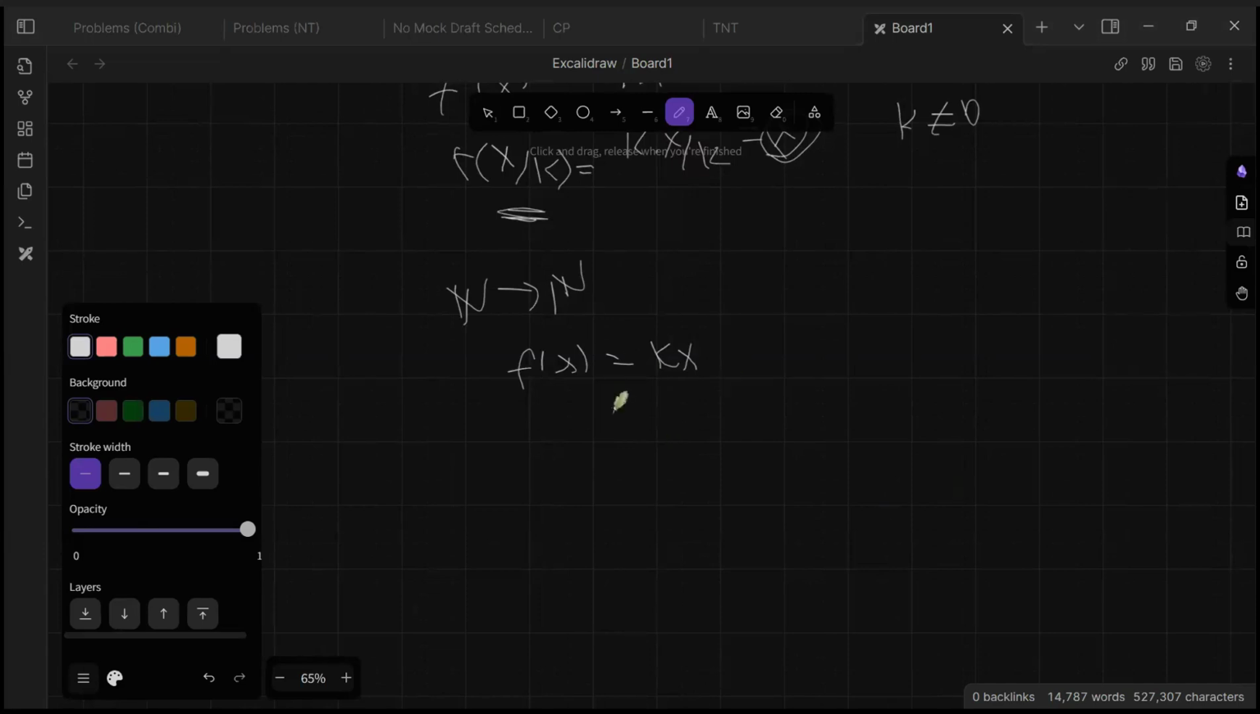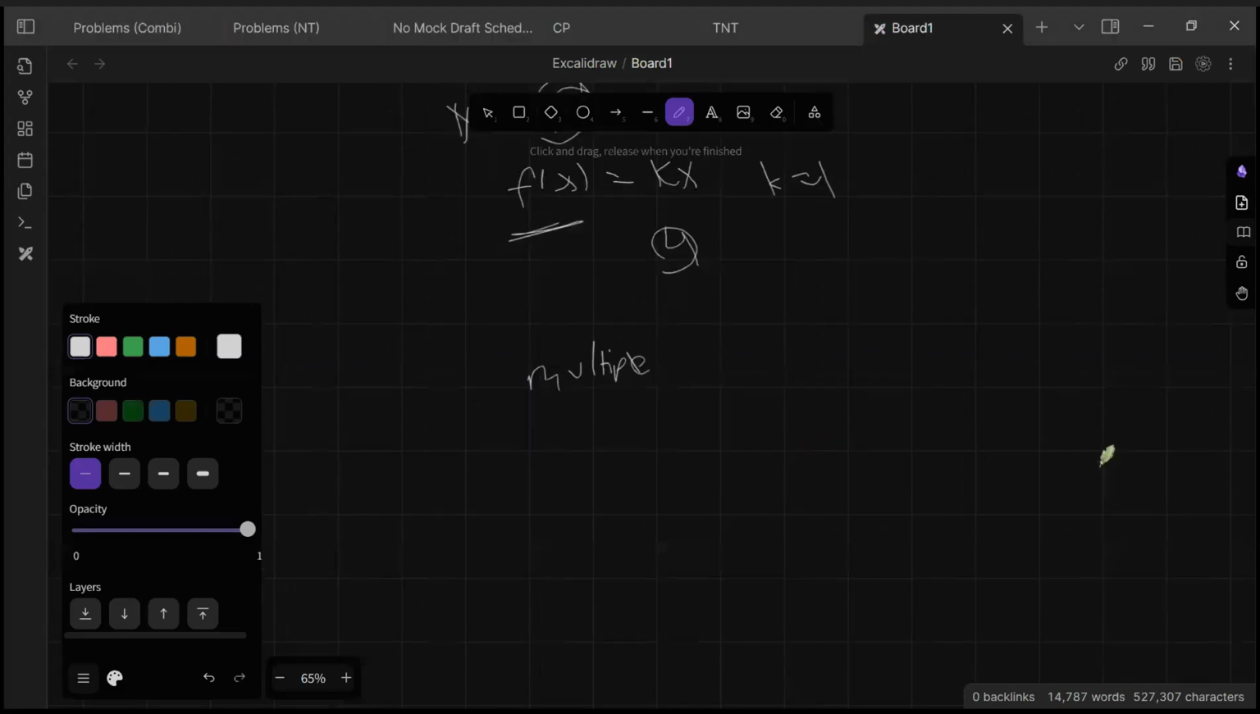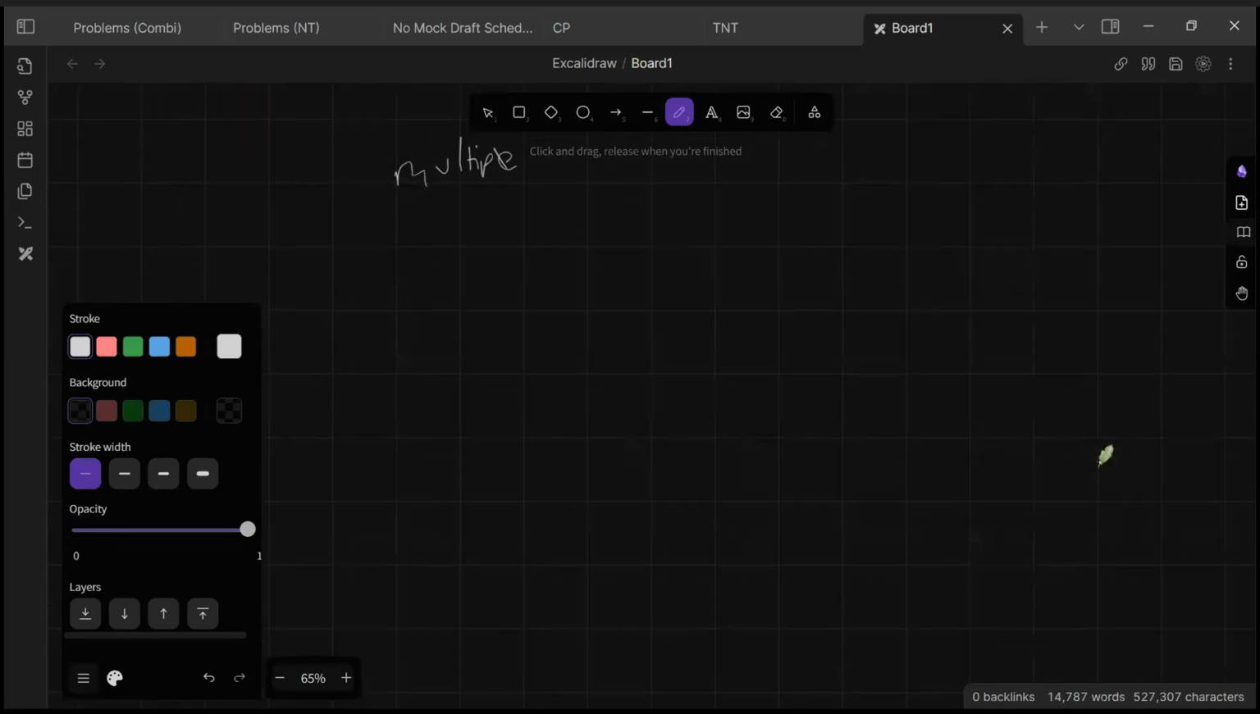If k is not equal to 1, say k equal to 4 or something, then the problem would be that f of x would be multiples of 4, which is not the whole set M, right? But if k is 1, then it would be multiples of 1, which is the whole set M, because every number is a multiple of 1. So now we have defined injectivity and surjectivity.